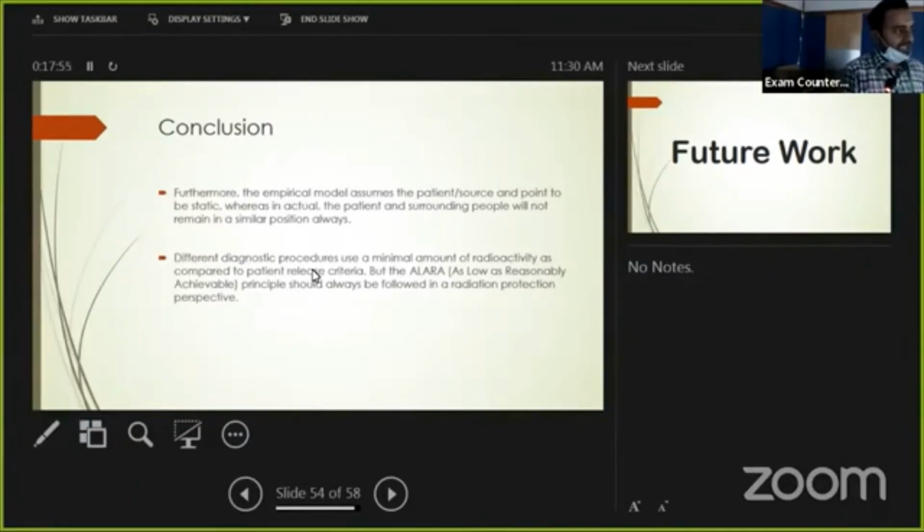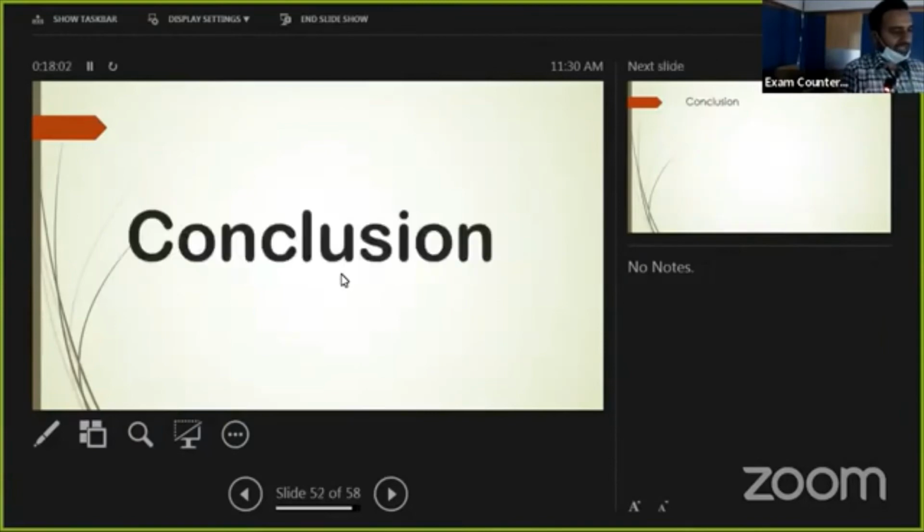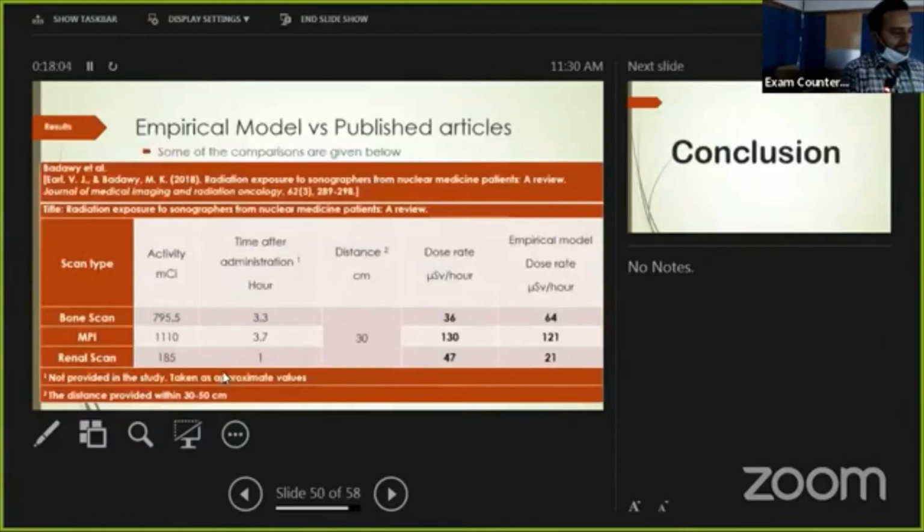The studies which were performed earlier do not give the exact scenario of their diagnostic test. So that's why some of the readings were taken as average, or as a typical reading. For example, this distance was not given in this study, so we have taken it to be around 30 to 50 centimeters.